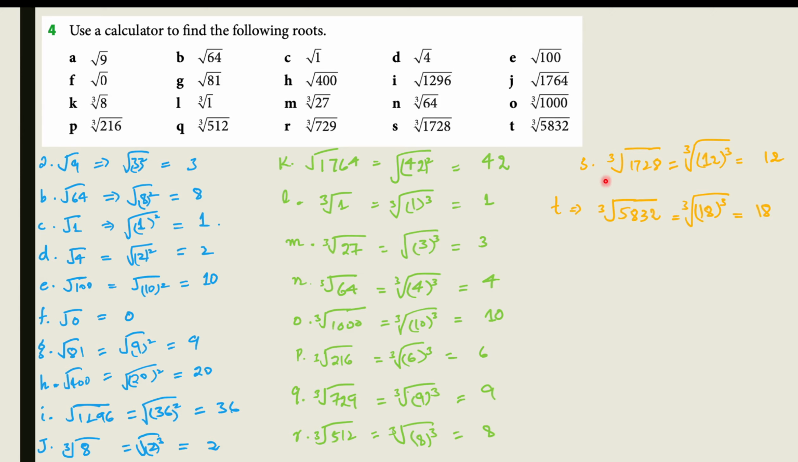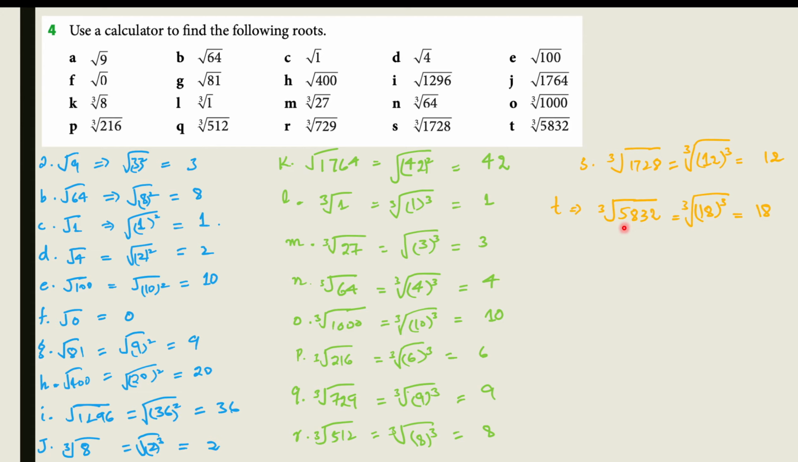Then we have the second last part, the cube root of 1728. So we enter the cube root in our calculator, then the number 1728, then we press the equal sign, and then we get 12. So the cube root of 1728 is equal to 12, because 12 multiplied by 12 multiplied by 12 is equal to 1728.